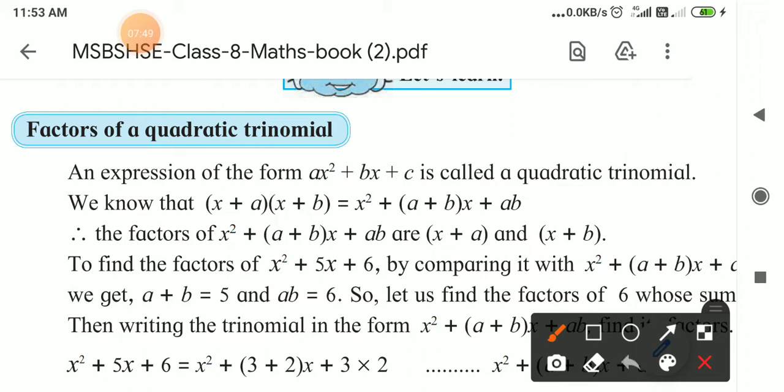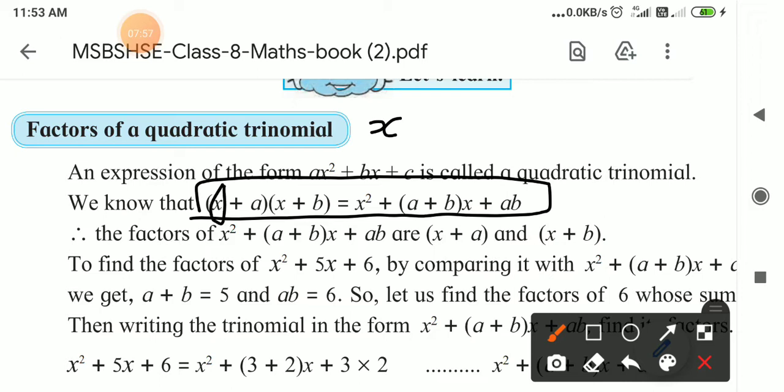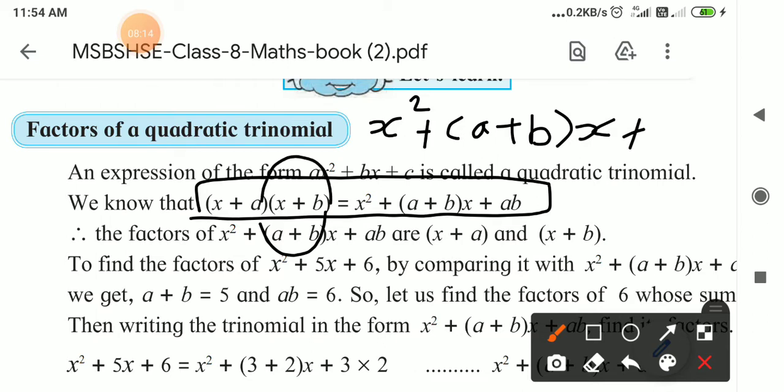Now we know this also. How was it? We write the first term squared, x square, plus the addition of the constant terms, a plus b times x, plus ab, which is the multiplication of the constant terms. This was the formula. It is the factorization: x plus a and x plus b. Its factorization is this.